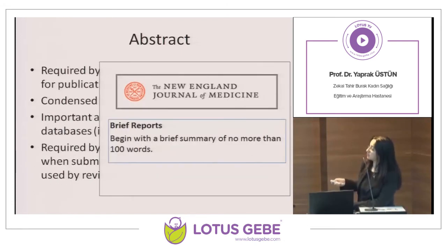Here's an example from the New England Journal of Medicine. They want brief reports to begin with a brief summary of no more than 100 words. So please look at all journal sites when you write a case report to know exactly the word limits.